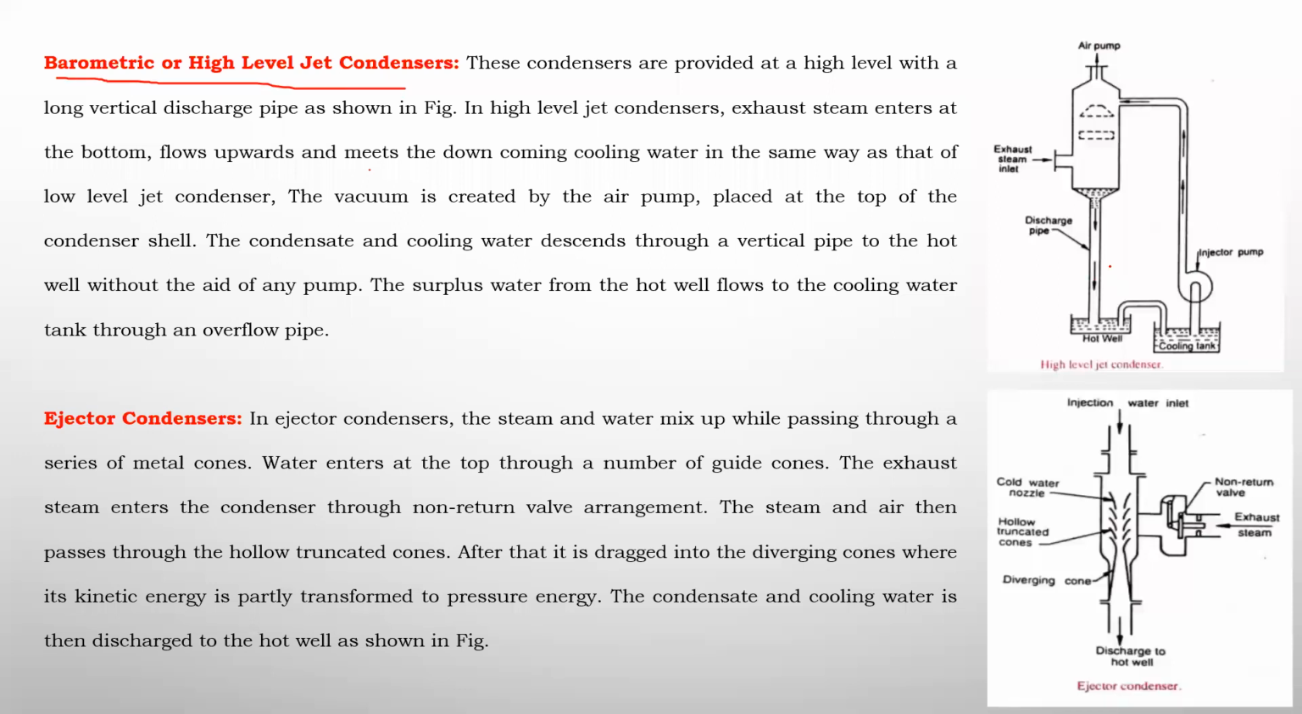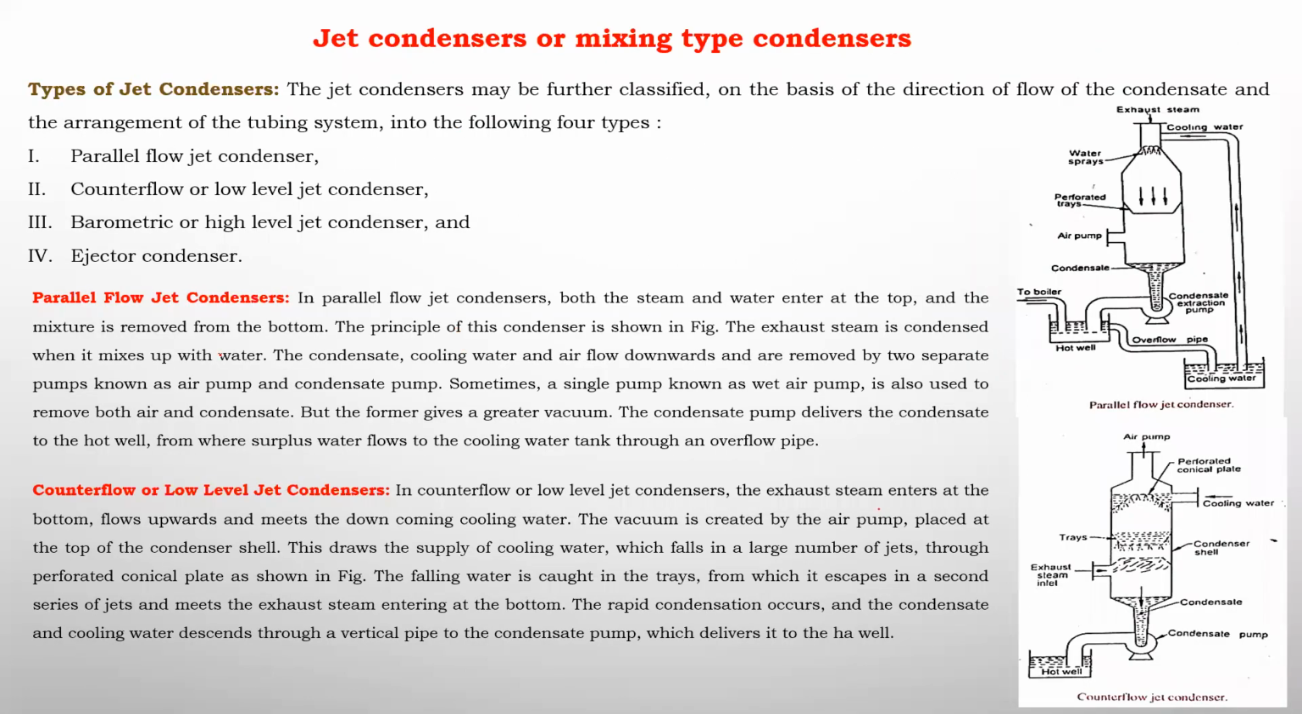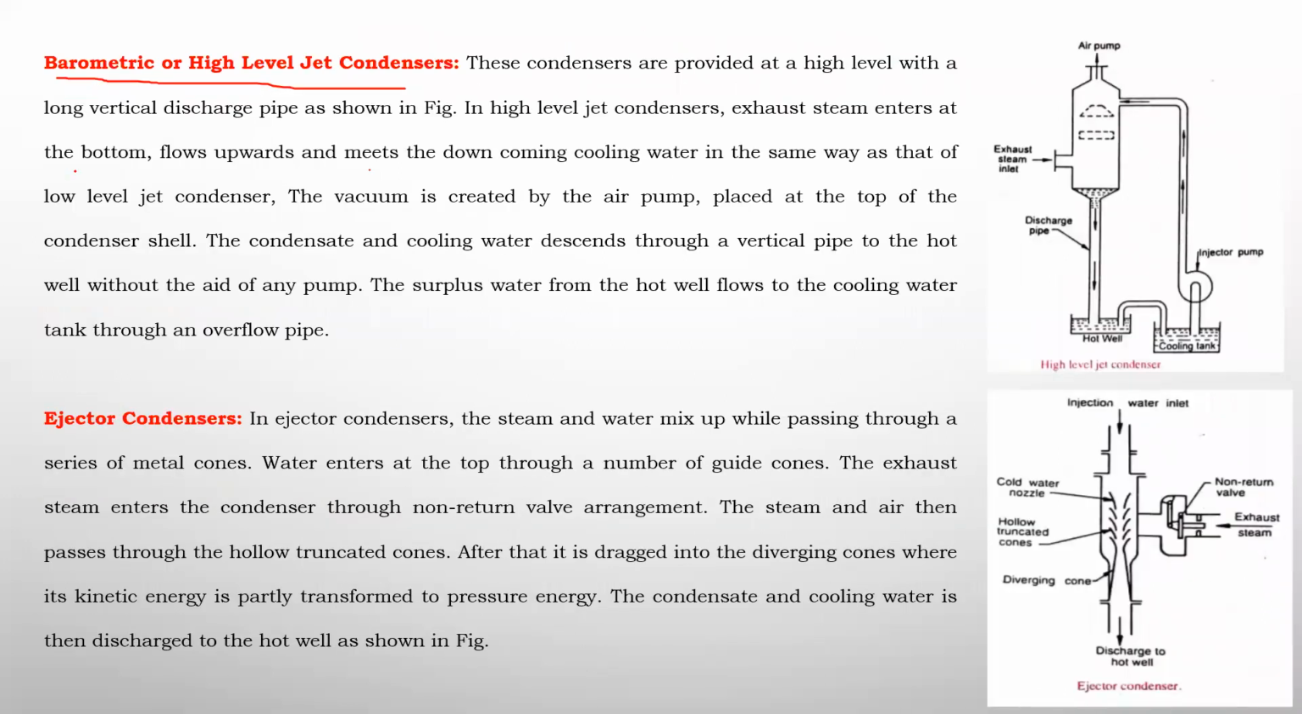If you observe the difference, this is high level; previously we discussed the low level jet condensers. In this case, to supply this cooling water there will be a pump. A feed pump will be there as well as a condensate pump. Here the feed pump circulates the cooling water, and the condensate pump supplies it to the boiler. But in the next case, barometric is nothing but atmospheric. And in the high level jet condenser, there is no condensate pump here because of height only.